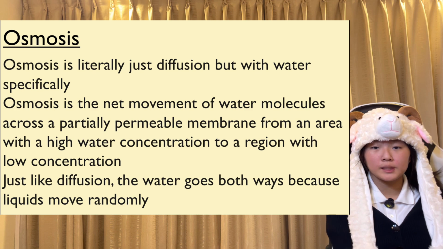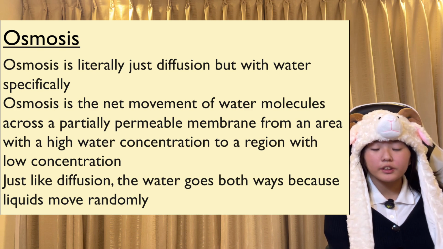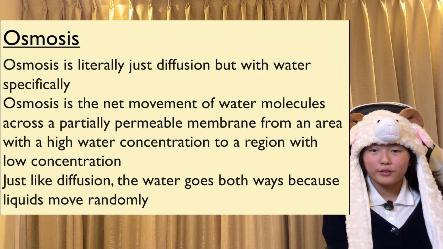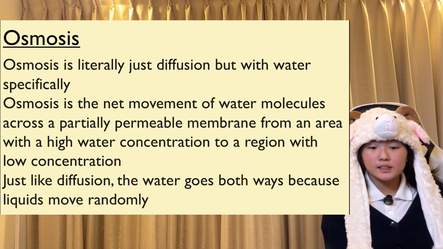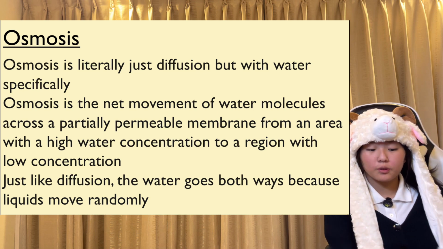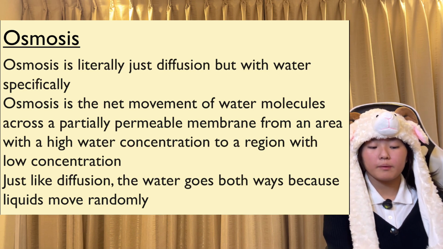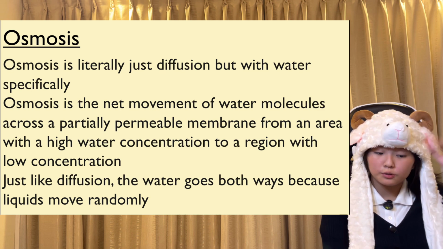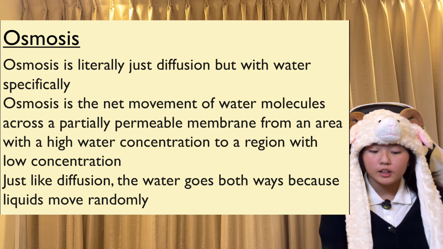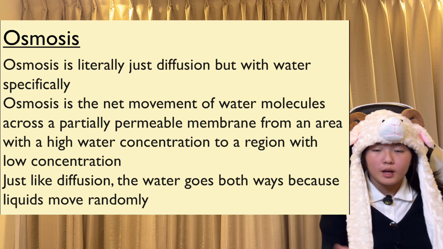Next, we'll move on to osmosis. Osmosis is literally just diffusion, but with water specifically. Osmosis is the net movement of water molecules across a partially permeable membrane from an area with a high concentration to a region with low concentration. Just like diffusion, the water goes both ways because liquids like water move randomly.